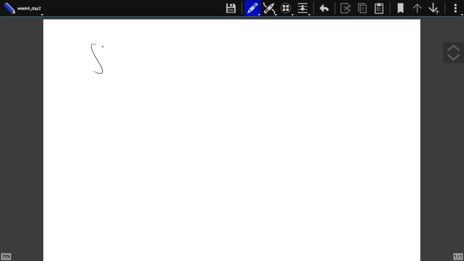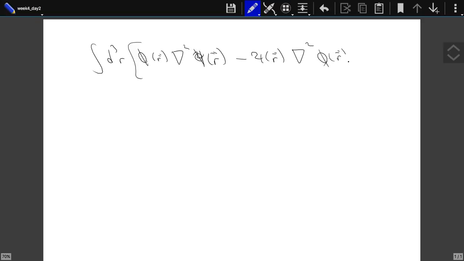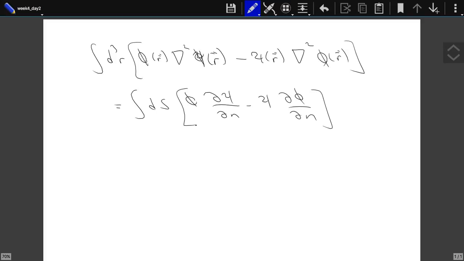And if you go over the proof, if you remember, Green's theorem basically states that if you have two functions, phi and psi, the volume integral of phi times the Laplacian of psi minus psi times the Laplacian of phi, you change their order, is equal to the surface integral of phi times the normal derivative of psi minus the other way around. This is what Green's theorem is about.